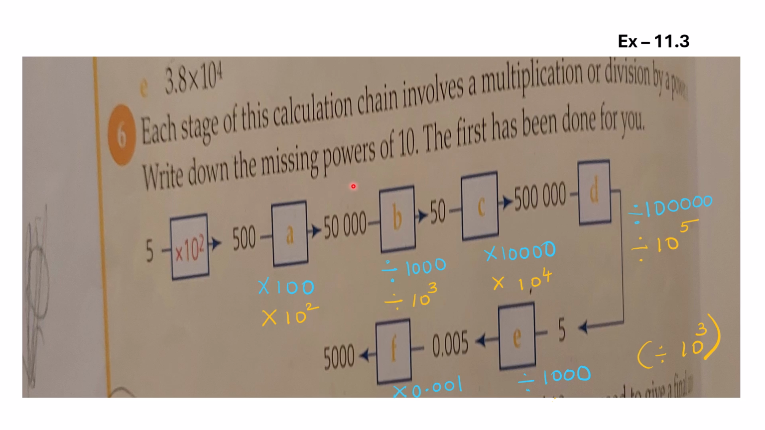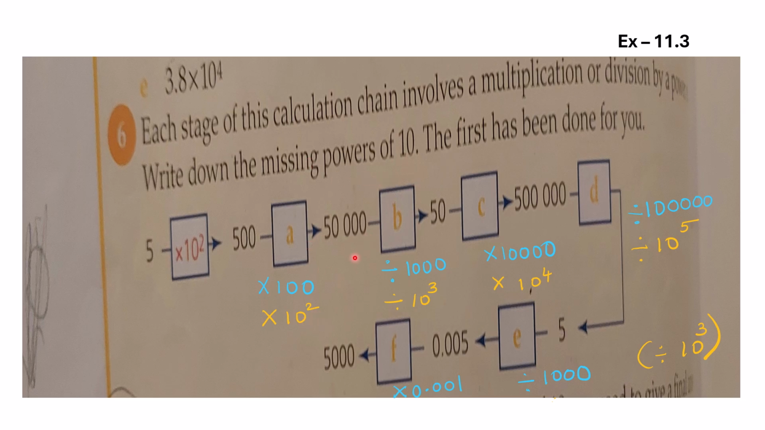Each stage of this calculation chain involves a multiplication or division by a power of 10. Write down the missing powers of 10. The first has been done for you. So 5 into 10 squared, which gives 500. Now 500 into 100, which gives 50,000. Into 100, how can we write that? Into 10 squared. Okay, we have to write the powers of 10.